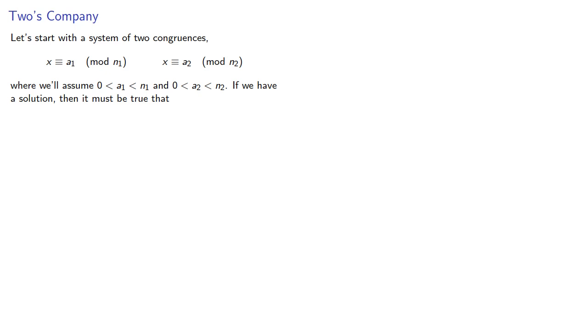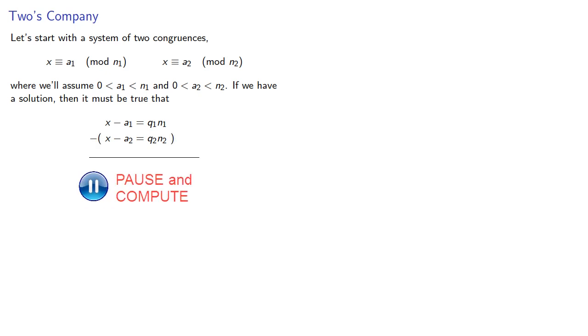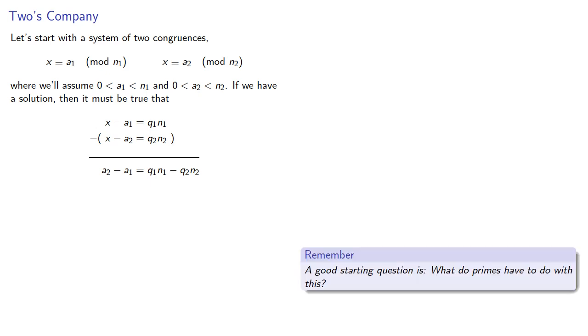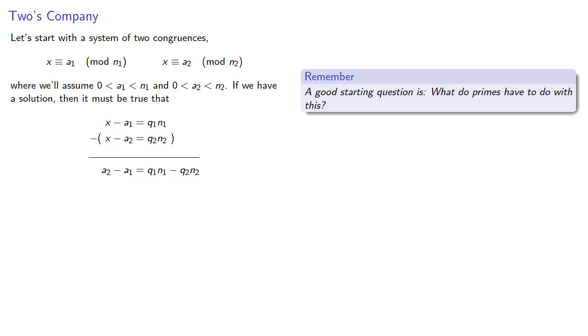If we have a solution, then it must be true that x minus a1 is something times n1, and x minus a2 is something times n2. And so if we subtract the one from the other, we get... Now, what can we do with this? A good starting question is often, what do primes have to do with this?